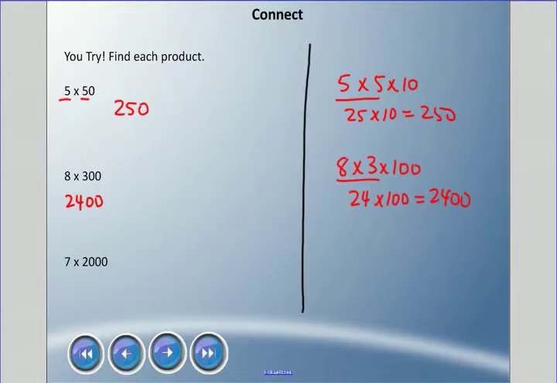And this is showing my work, by the way. One way I'm doing it in my head, the other way I'm showing my work. 7 times 2 is 14. Add the number of zeros, 3 zeros, 14,000 is the answer. Or if you want to do it the other way, 7 times 2 times 1,000. 7 times 2 is 14 times 1,000 equals 14,000.